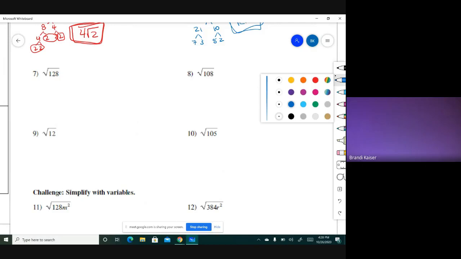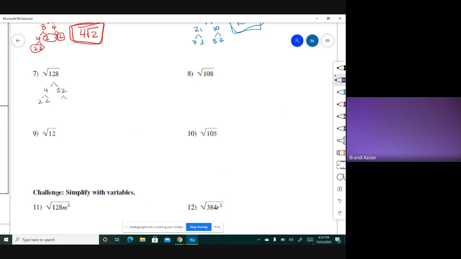Last few examples here. Okay, 128. Let's break this down. I know 4 and 32 should go into 128. If I break down 4, it'll become 2 and 2. If I break down 32, it could be 8 and 4. 8 can become 4 and 2, 4, 2 and 2, and then this 4, 2 and 2. So I have 3 pairs. 1, 2, 3 pairs of 2s and 1 single 2.